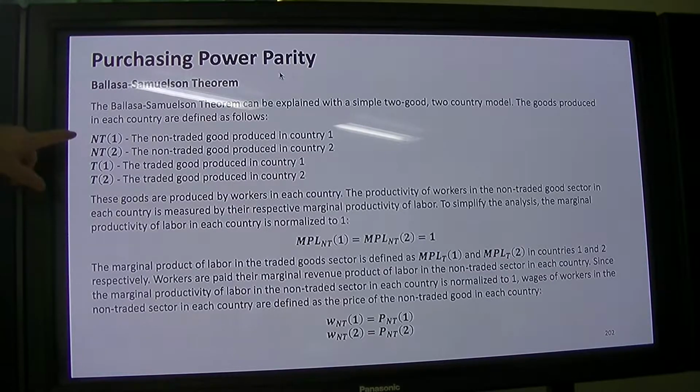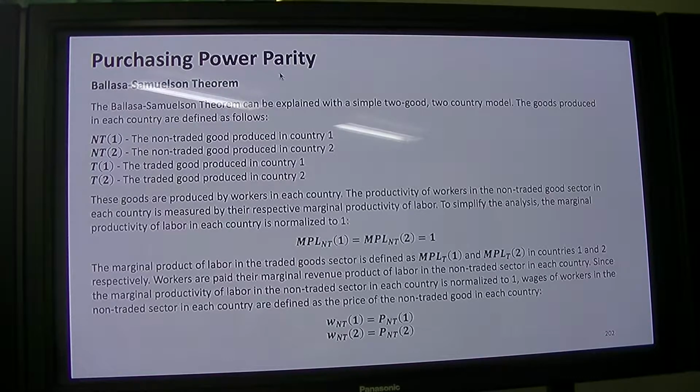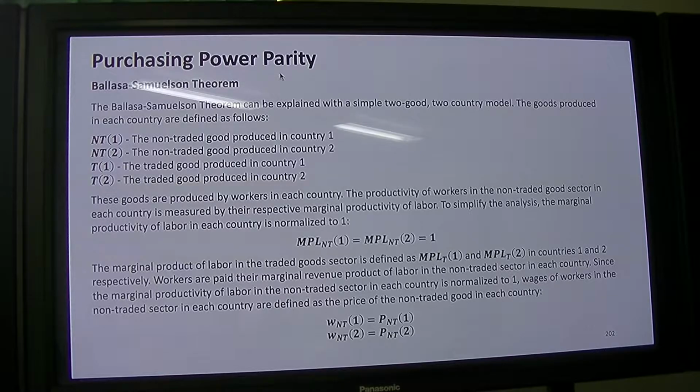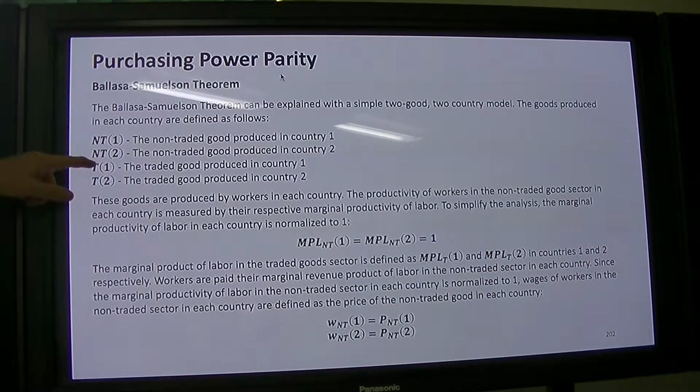But it's basically that you have a non-traded good produced in country one and a non-traded good produced in country two. Think of it like restaurants. You go to a restaurant. You can't export a local restaurant. You have to go to the local restaurant in order to buy. Or, say, locally produced vegetables or fruit. These are non-traded. Think about goods that are not exported or imported. And then think about traded goods produced in country one and country two.